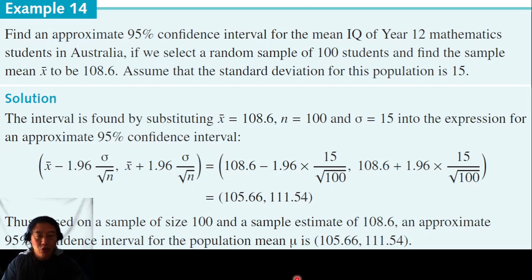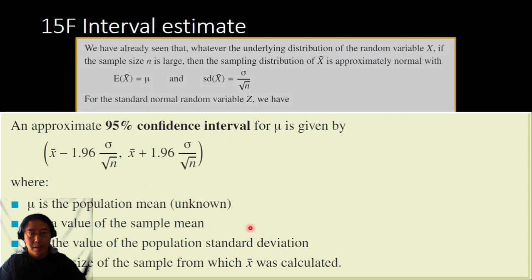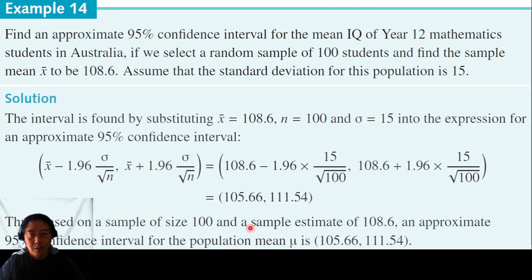Okay, so going back to this, basically what we do is we calculate the sample mean, we determine the confidence interval. 95% means that the true value has to be somewhere in between. Alright, let's move forward. So we've done that.